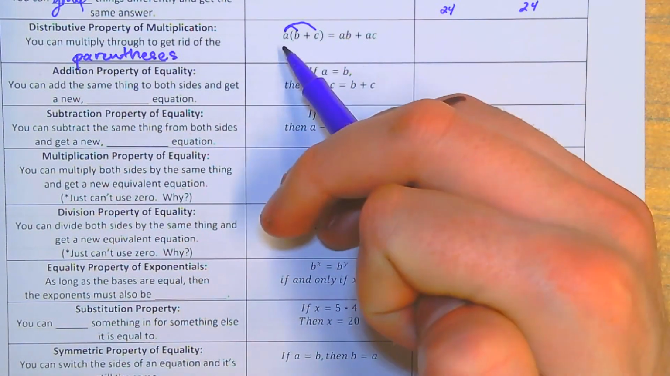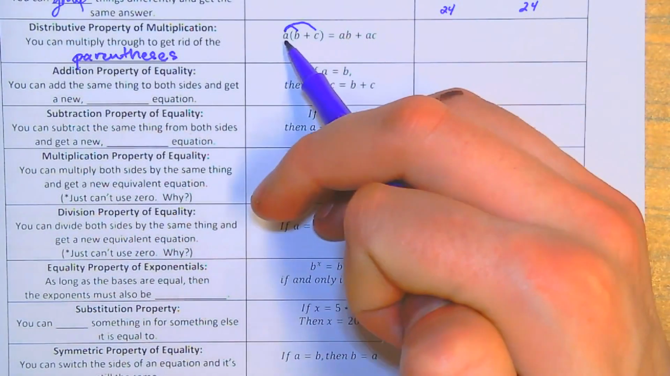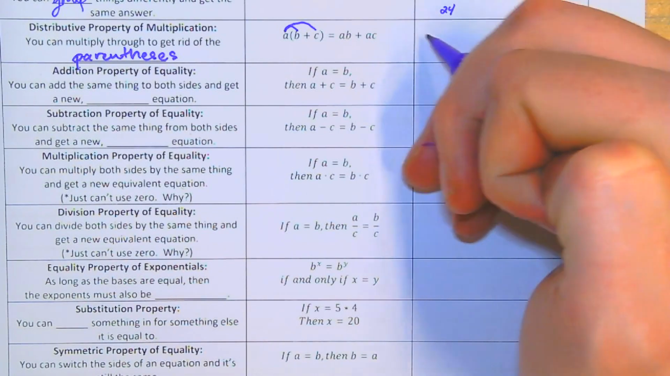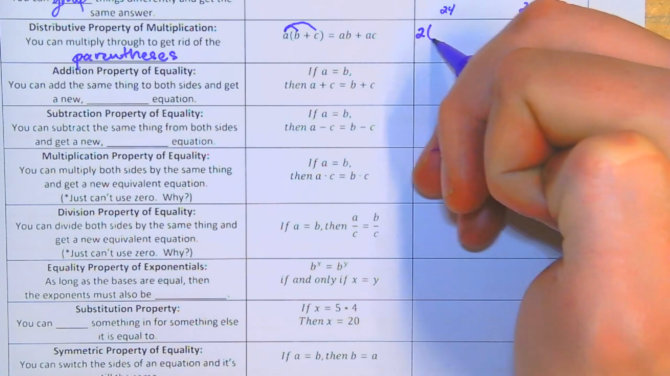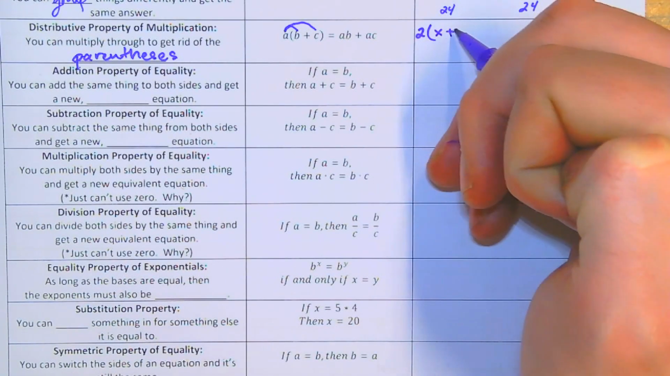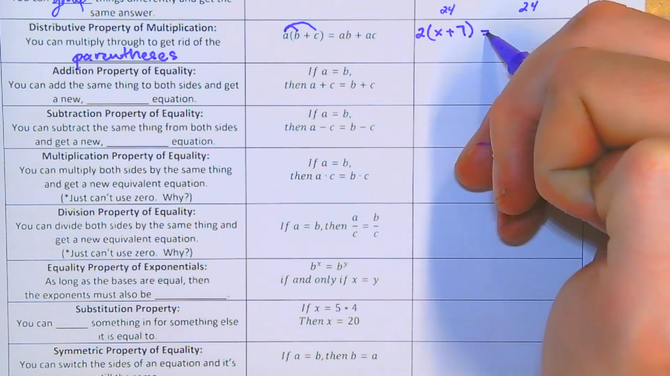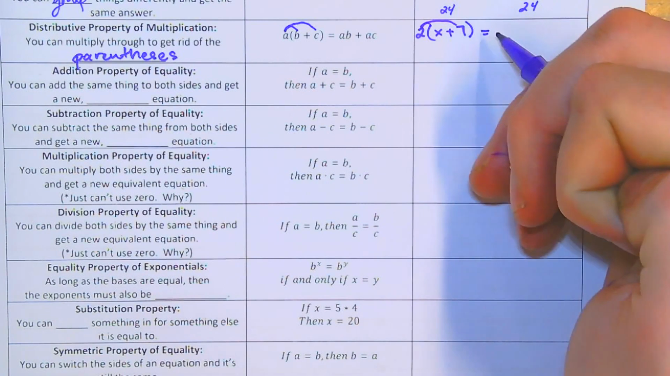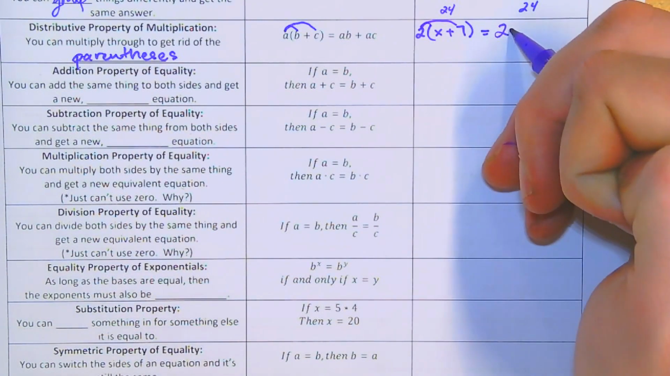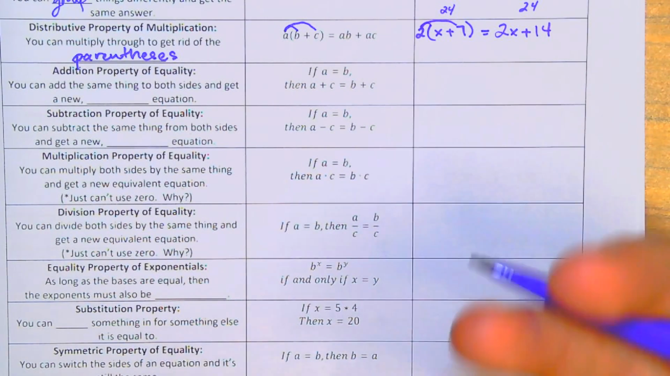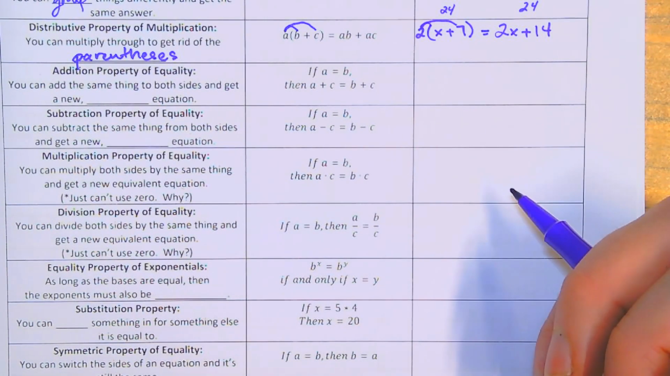So, you can see A times B is AB and A times C is AC. Let's do that with a couple of equations. Let's say we have 2 times (x plus 7). Well, what's that going to be equal to? I do 2 times x and 2 times 7. So that's 2x plus 14. And that's an example of what the distributive property does for us.